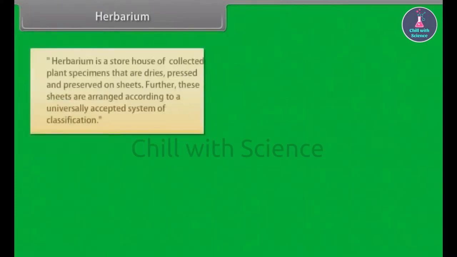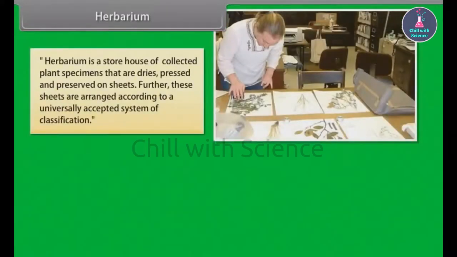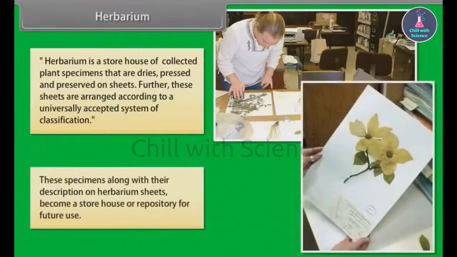Herbarium. A herbarium is a storehouse of collected plant specimens that are dried, pressed, and preserved on sheets. Further, these sheets are arranged according to a universally accepted system of classification. These specimens, along with their description on herbarium sheets, become a storehouse or repository for future use.